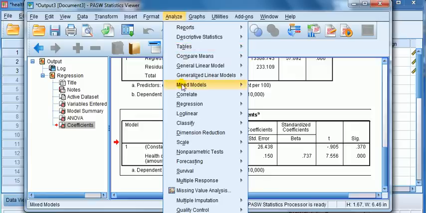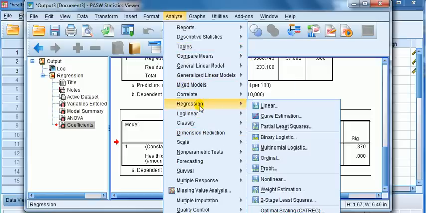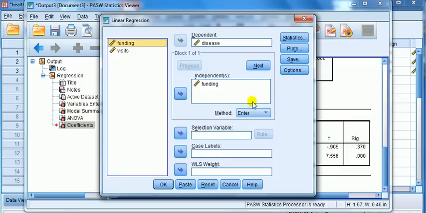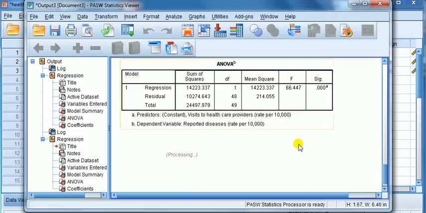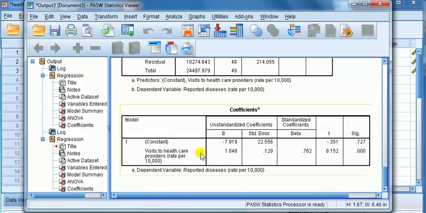Now, let's do the same, but with the other independent variable. Analyze, regression, linear, funding, take that away, visits, take that in. Before we look at the output, recall that we said we expect a positive correlation, so we expect a positive slope coefficient. So let's go down. Visits to healthcare providers, it's positive under coefficients. Positive 1.048. So we expected a positive sign, we get a positive sign. This is saying that increases in the visits to healthcare providers go with an increase in reported disease rates.